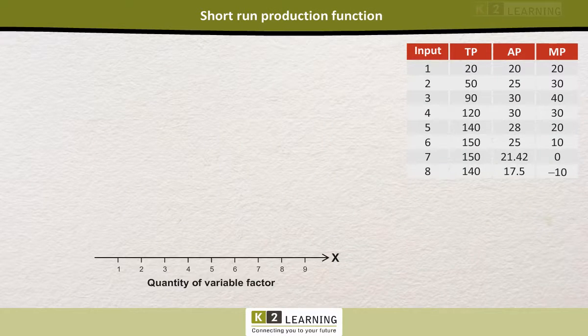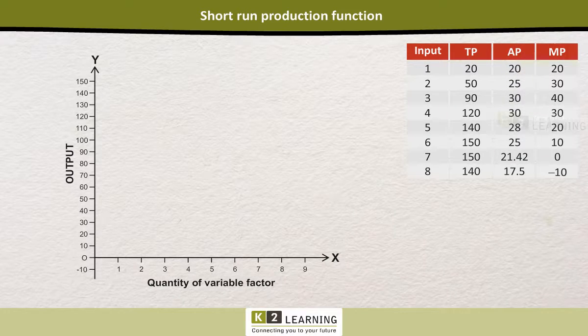Let the x-axis be quantity of variable factor of input and the y-axis be output. With 1 unit of input, total output is 20. Average output is 20 and marginal output is 20. With the second unit of input, total output is 50. Average output is 25 and marginal output is 30. With the third unit of input, total output is 90, average output is 30 and marginal output is 40.